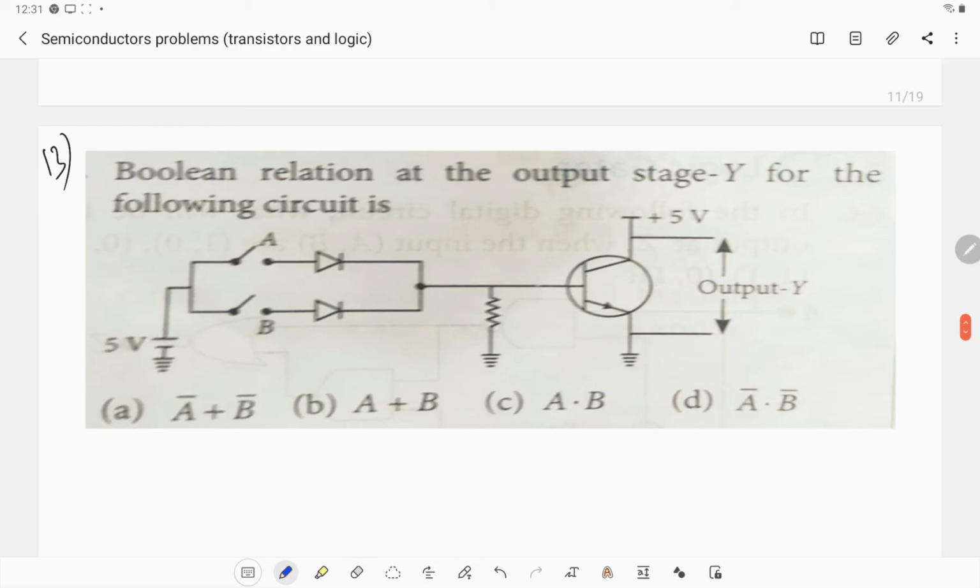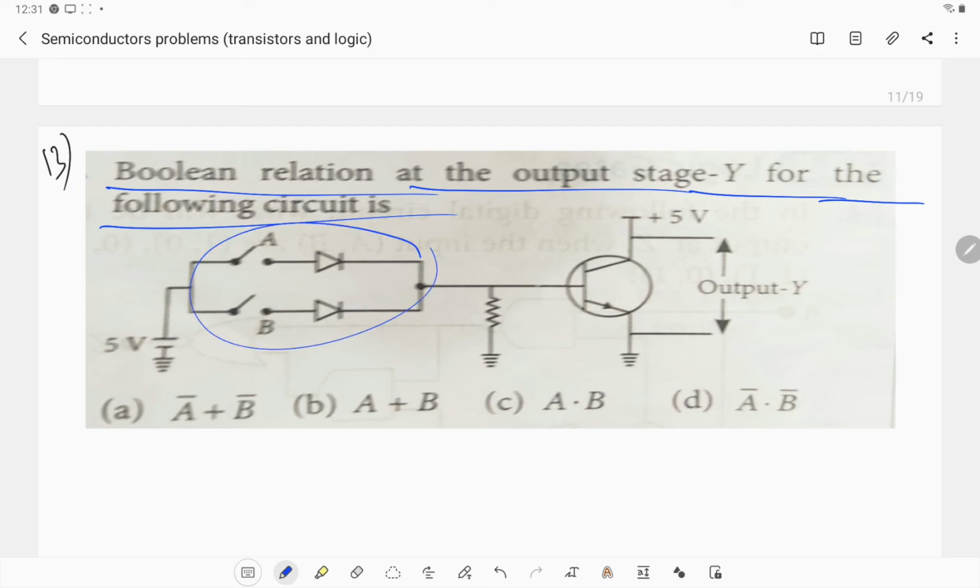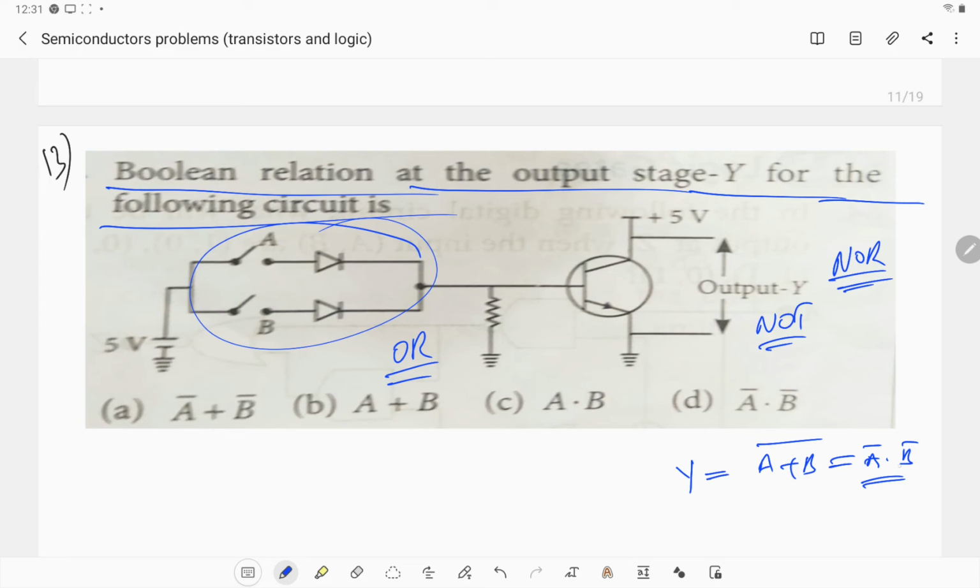Next, 13. A Boolean relation at the output stage Y for the following circuit is. So here this part is OR gate, and this part is NOT gate. Therefore, the combination is NOR gate. Combination NOR gate means A plus B whole bar. A plus B whole bar, according to De Morgan, is A bar dot B bar. Therefore, A bar dot B bar. D is the correct answer.